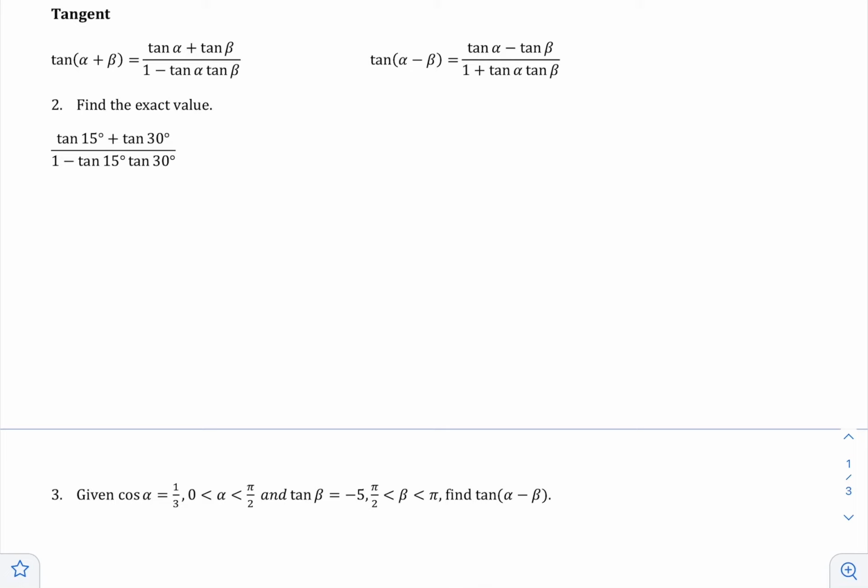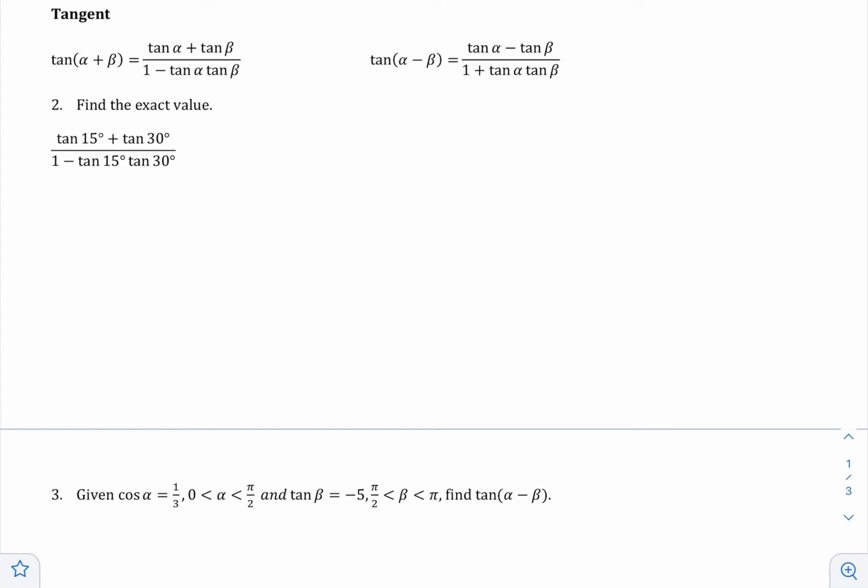If it's the sum formula, the plus goes at the top, the minus goes in the bottom. And if it's the difference formula, the minus goes in the top and the plus goes at the bottom. So again, just a few things. Everybody likes to remember things differently, but this is just what helps me.